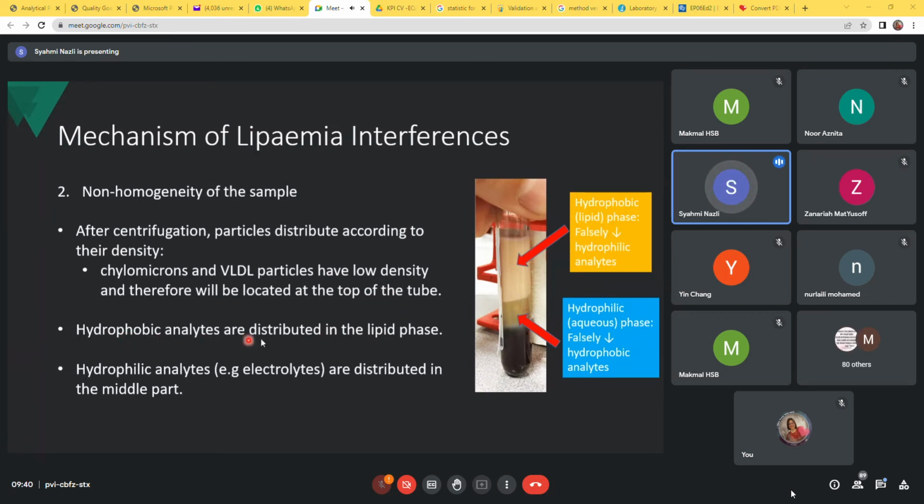Hydrophobic analytes are distributed in this liquid phase, and hydrophilic analytes, like electrolytes, are distributed in the middle parts. As you can see from the figures, if the probe takes the sample at this hydrophobic phase, it will lead to falsely decreased hydrophilic analytes which accumulate at this area. Vice versa, if the probe takes the sample at the hydrophilic phase, it will lead to falsely decreased hydrophobic analytes that accumulate at this area.